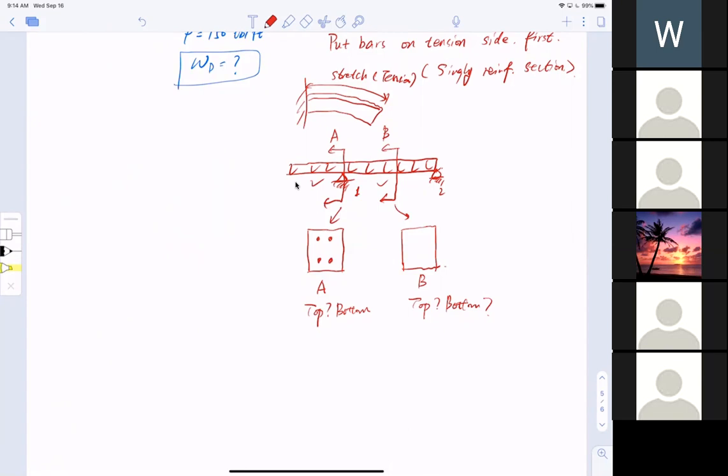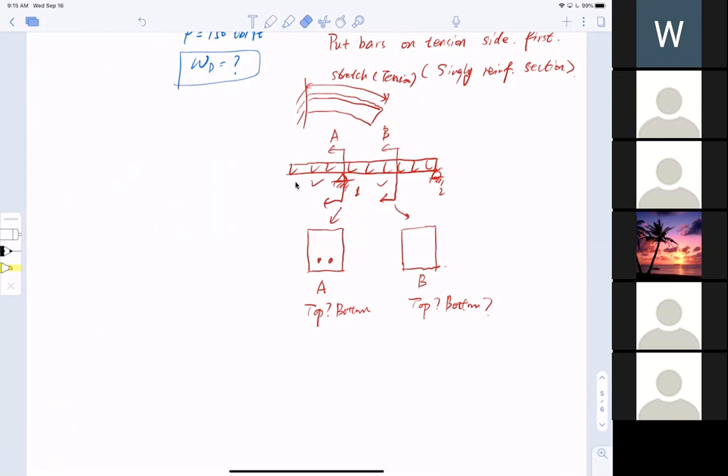Why? Okay, that's the answer. So bottom, why? Because you're right next to the support. Next to the support, right? That's the rationale.